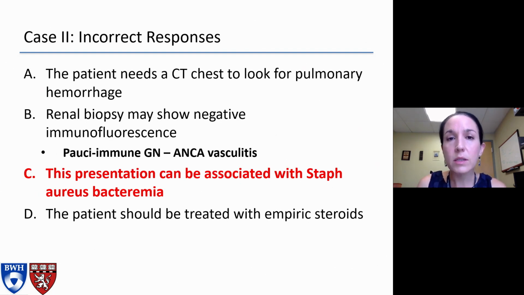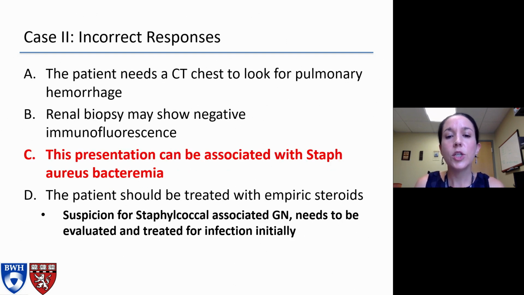Negative immunofluorescence on a renal biopsy where you have this type of active nephritis suggests post-immune glomerulonephritis, which is essentially the pathological pattern that we see in ANCA vasculitis. So again, because there is hypocomplementemia, this particular answer is not correct.